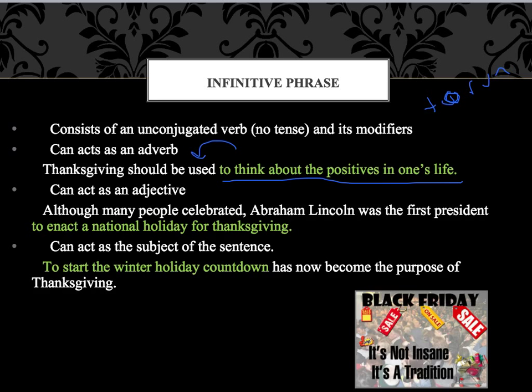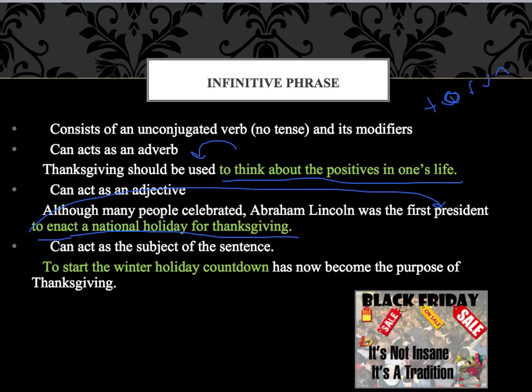Okay. It can describe a noun. So although many people celebrated, Abraham Lincoln was the first president to enact, is an infinitive, a national holiday for Thanksgiving. Okay, so my whole infinitive phrase is what follows the verb, and this is describing president. Okay, so that's why it's an adjective.